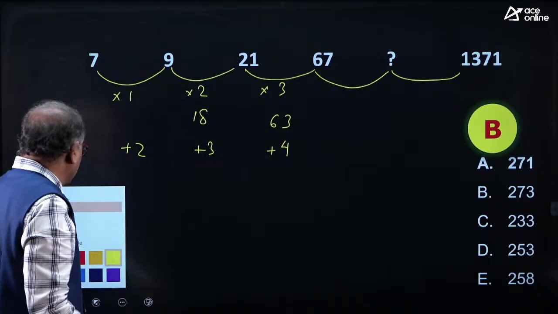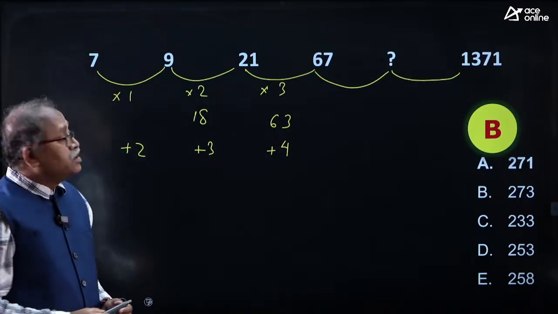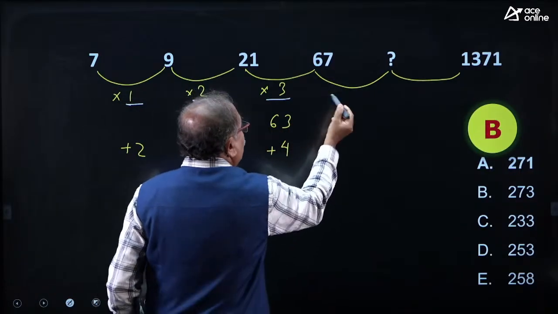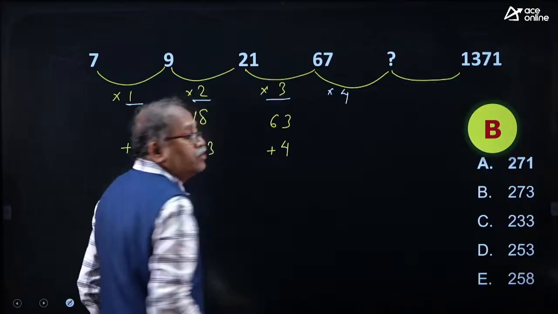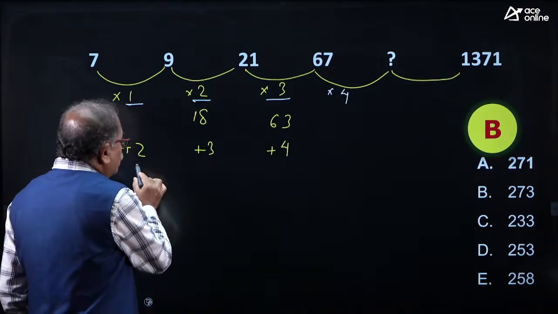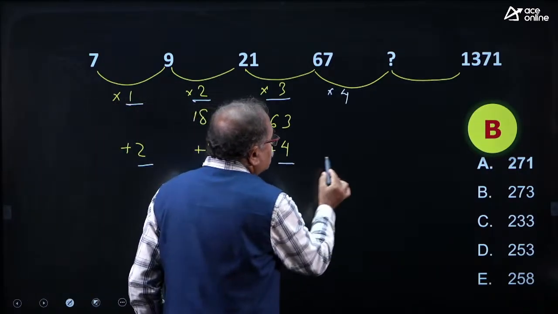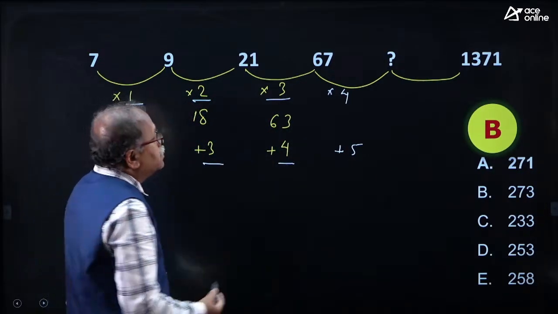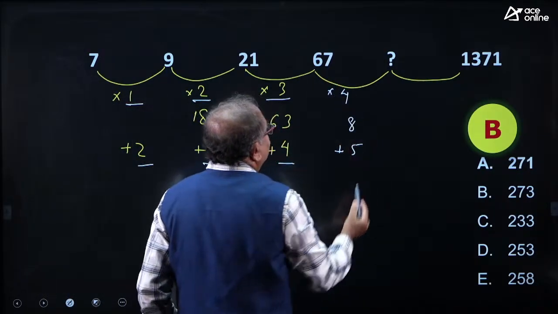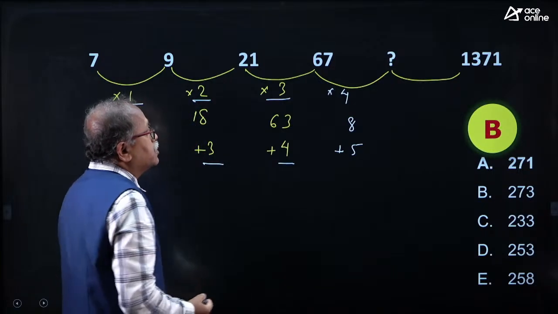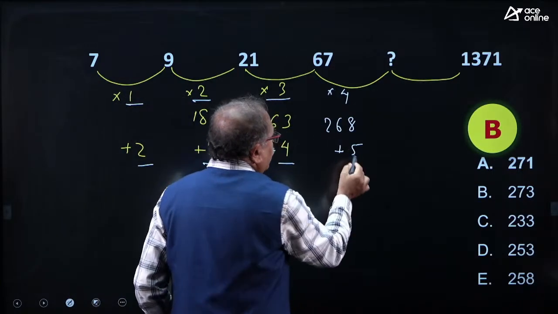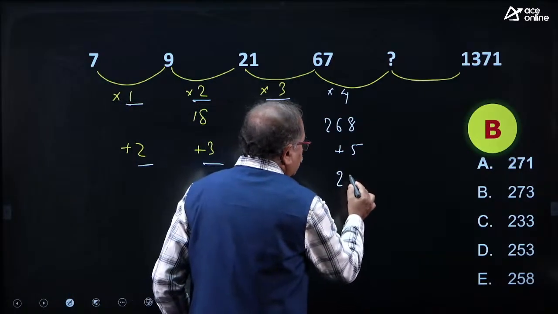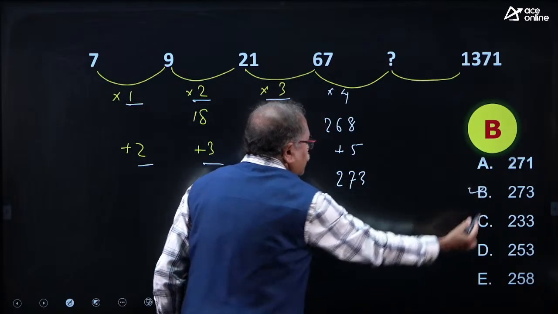Now, the question mark is in the middle. Notice the way you are multiplying. This is 1, 2, 3. It's obvious that you will multiply by 4. And after that what you are doing, plus 2, plus 3, plus 4, then you will go for plus 5. That's all. So, 4 7s are 28, carry 2, and 4 6s are 24, 26. And adding this 5, that's 273. That's what 273, rightly answers the question.